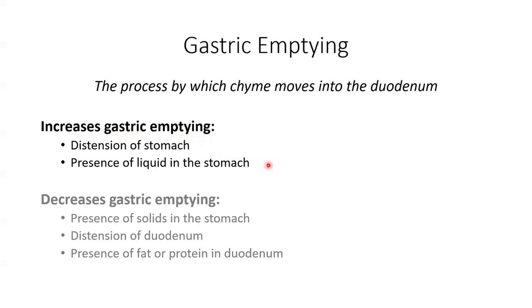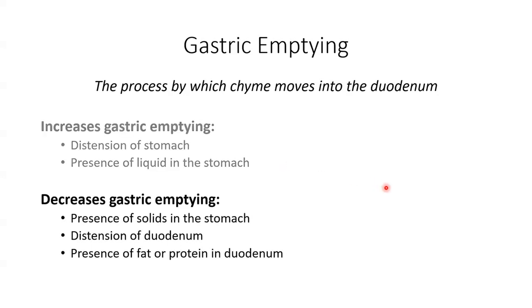The presence of liquid in the stomach will also increase the rate of gastric emptying, as this means that the ingested food is already in the liquid chyme form that it needs to be in to pass through that narrow pyloric sphincter. So we don't need to do any of that mechanical digestion to break it down into this form.